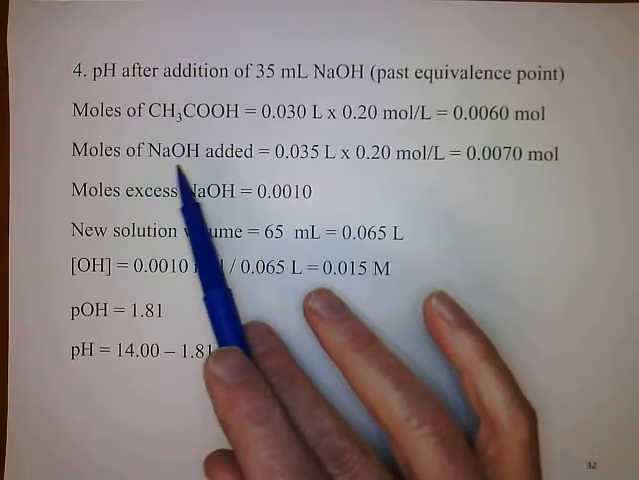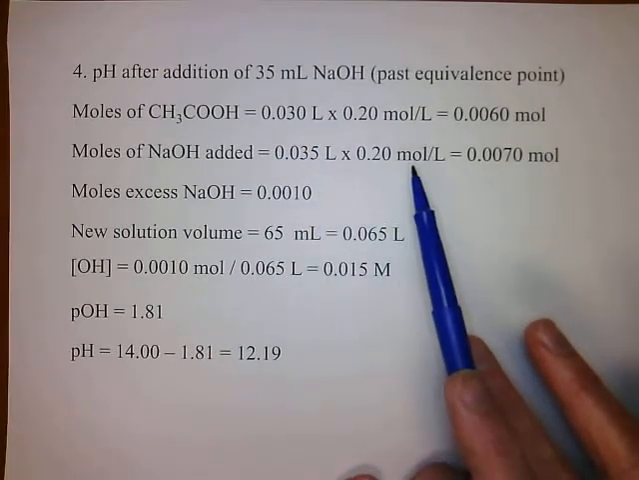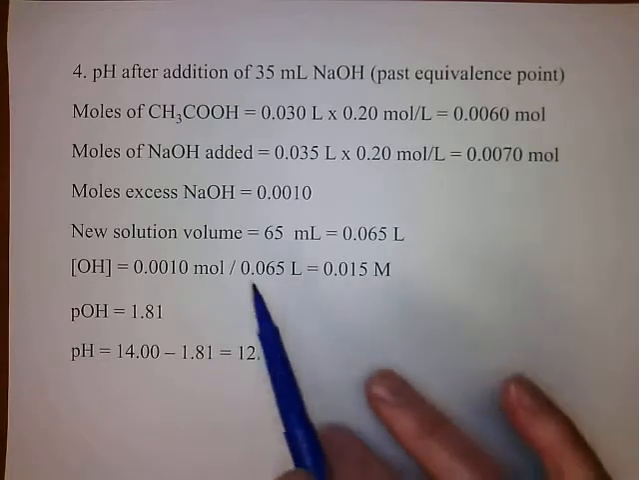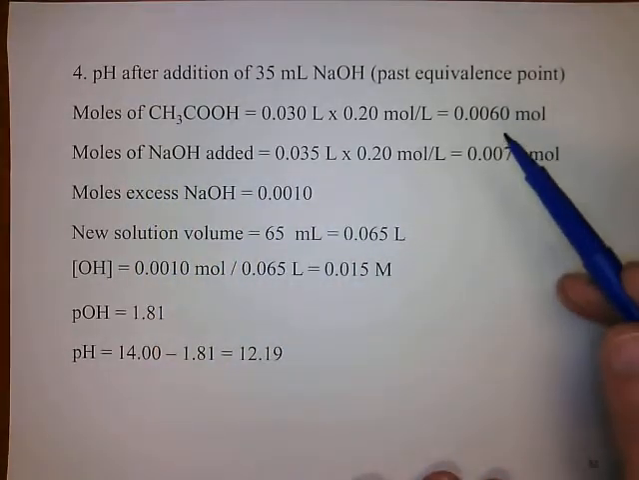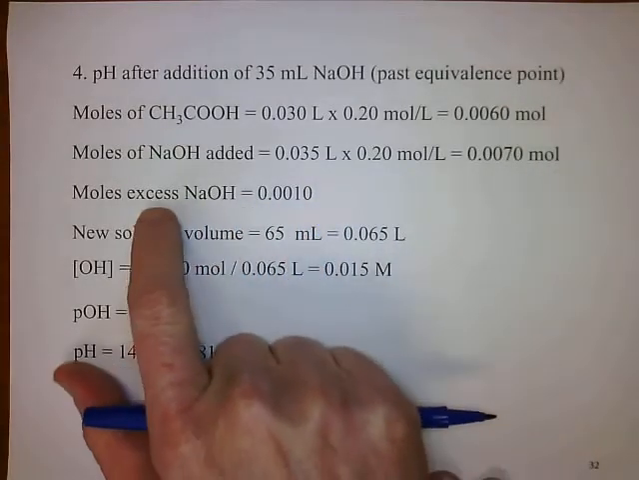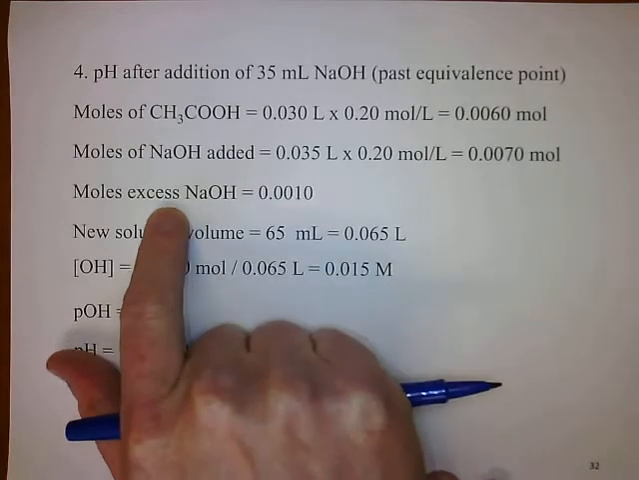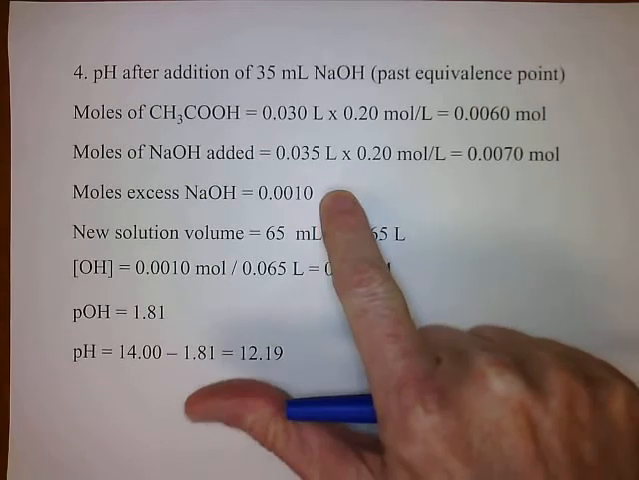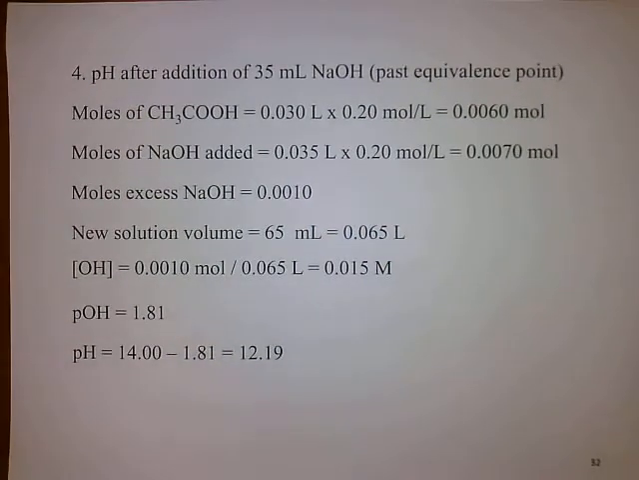And how many moles of sodium hydroxide have we added? 0.035 times 0.2 is 0.0070. How many moles of excess have we added? Subtract the two: 0.0010. Just remember that's moles. That's not molarity. It's not concentration. We have to divide that by the volume to convert it into a molarity.